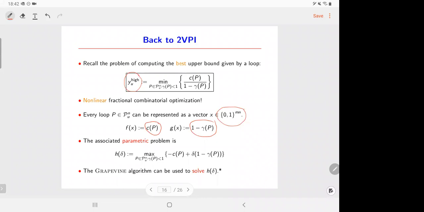Now the associated parametric problem is just the same. We're interested in solving for minus f of x plus delta g of x. We're trying to find a structure that maximizes it. So good news for us is that the grapevine algorithm can be used to solve the parametric problem. So we're in good shape. I included an asterisk here because the grapevine algorithm doesn't quite solve this problem, because we have this extra restriction that the loop returned should be flow absorbing. But nevertheless, we can handle this technicality.